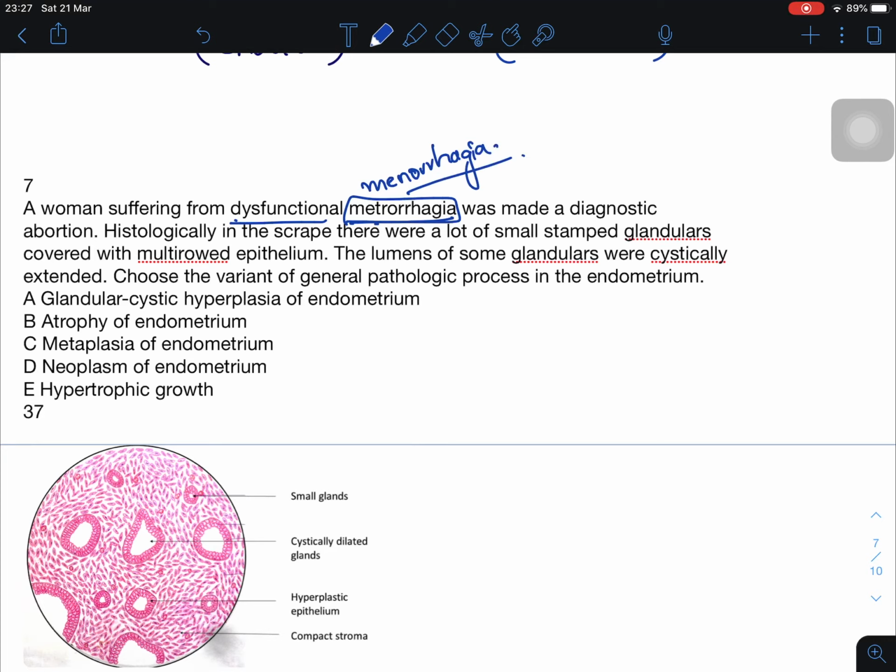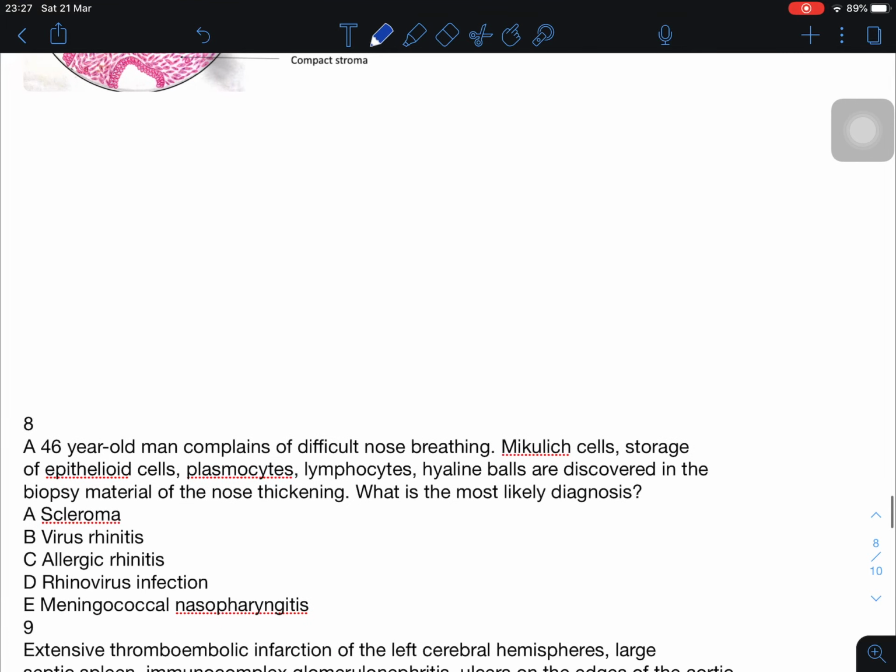So a woman suffering from dysfunctional menorrhagia was made a diagnostic abortion. Histologically, in the scrape there were a lot of small stamped glandulars covered with multi-row epithelium. The lumen of some of the glandulars were cystically extended. Choose the variant of this pathological process. Look here.